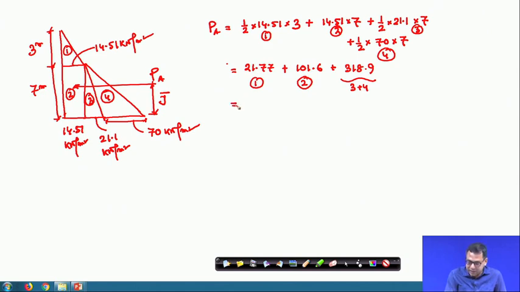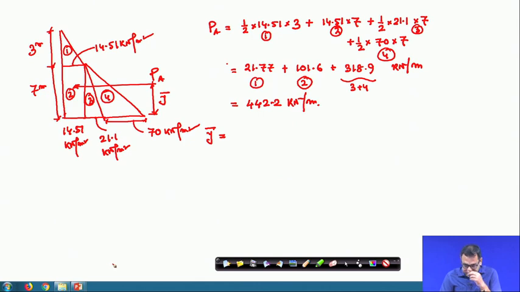So, finally the PA value is 442.2 kilonewton per meter. Remember that this is kilonewton per meter, because it is the plane strain condition. Now I will calculate y bar for these 4 cases.